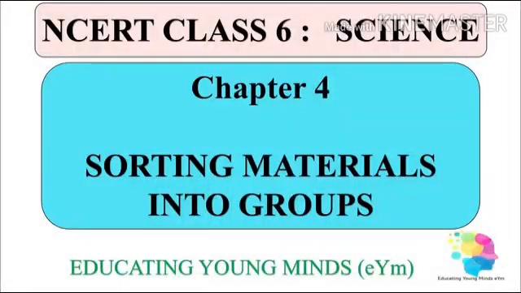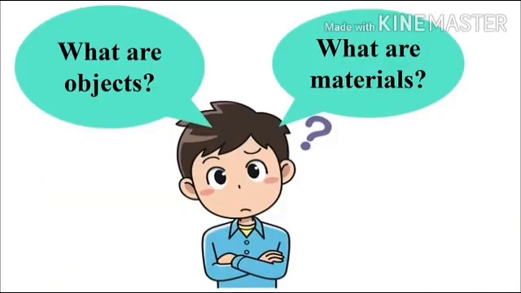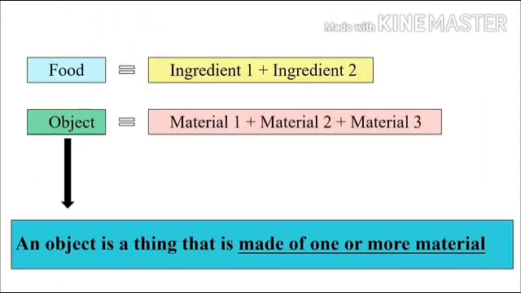Chapter 4 of Class 6 Science NCERT, that is, Sorting Materials into Groups. So, before moving forward, it's very important to understand what objects and materials are and how they are different from one another. We have already studied in chapter 1 that food is made up of one or more ingredients. In a similar manner, an object is made up of one or more materials.